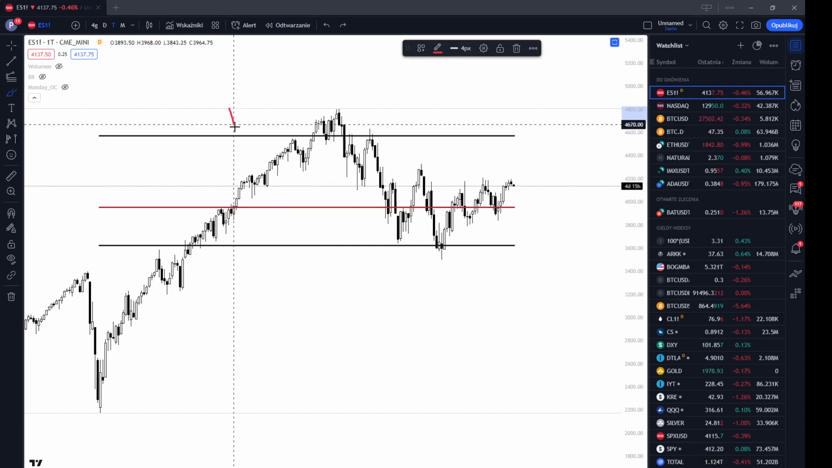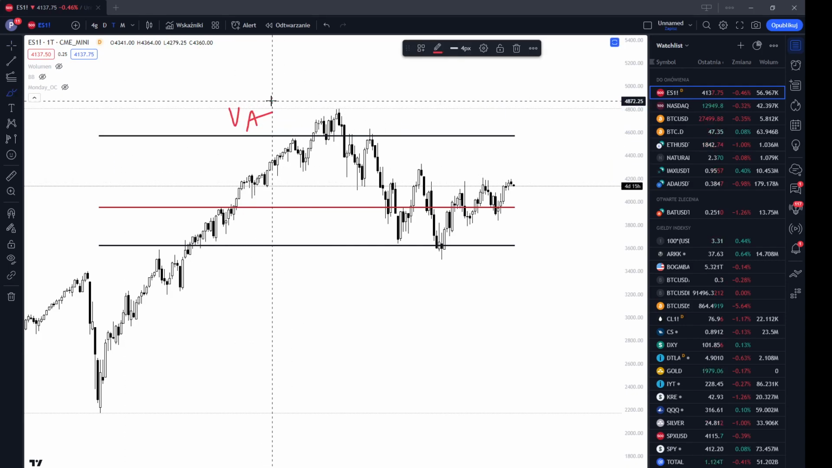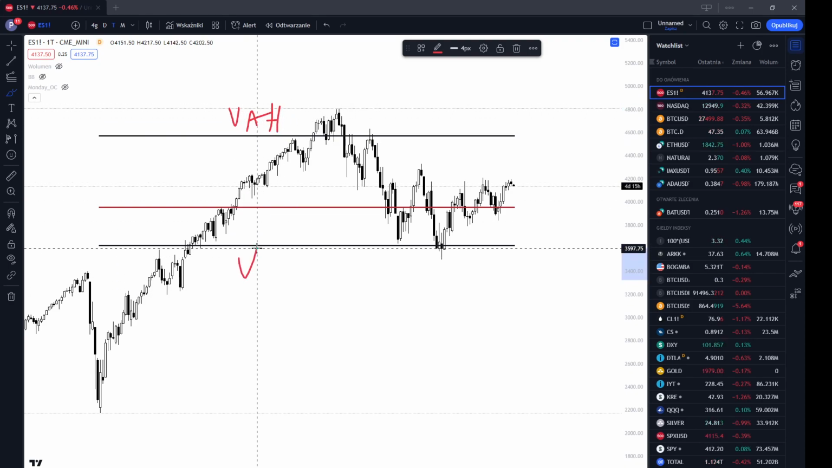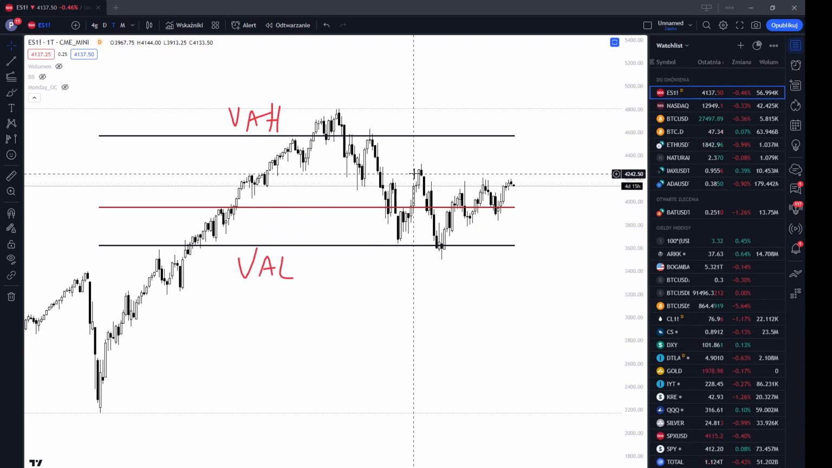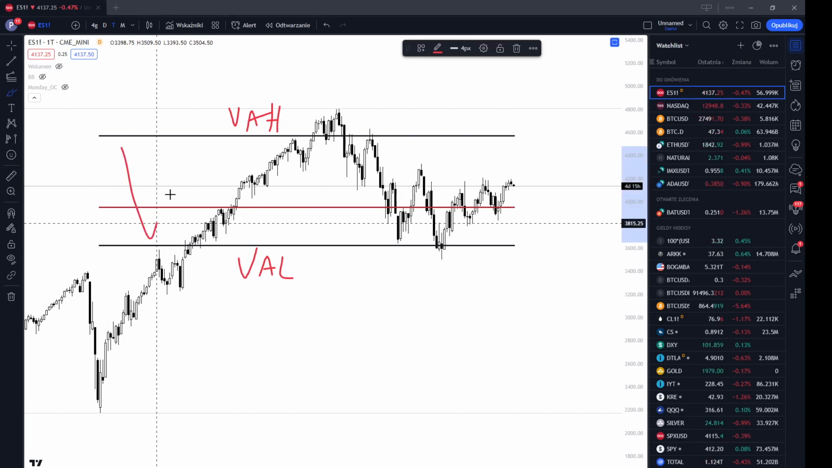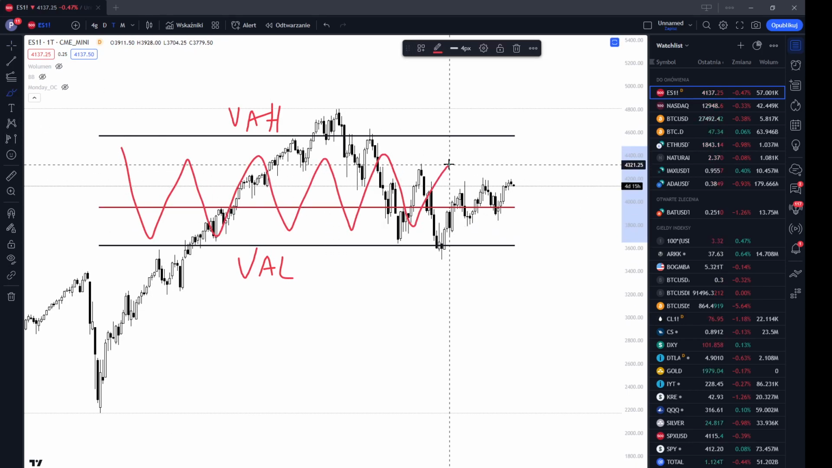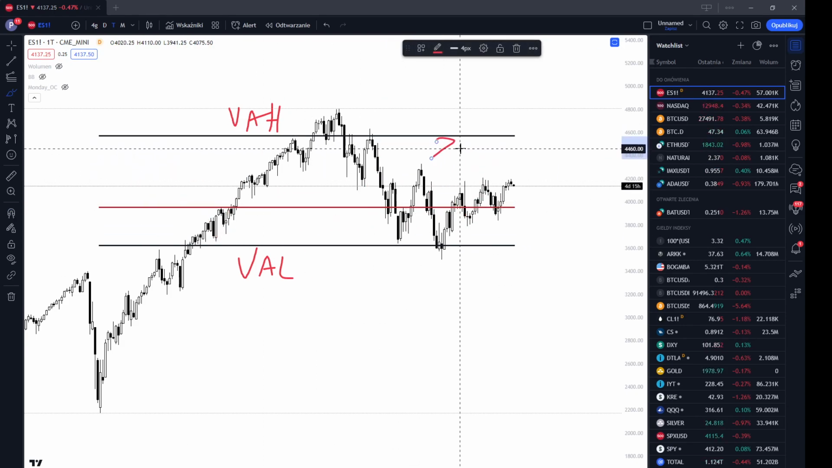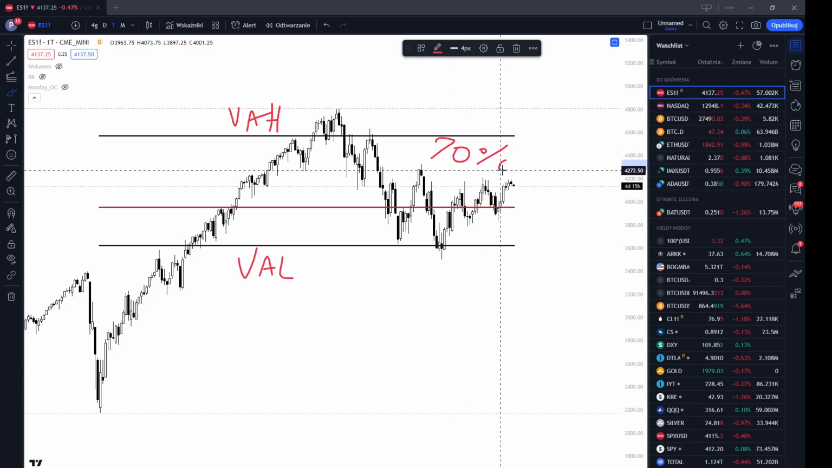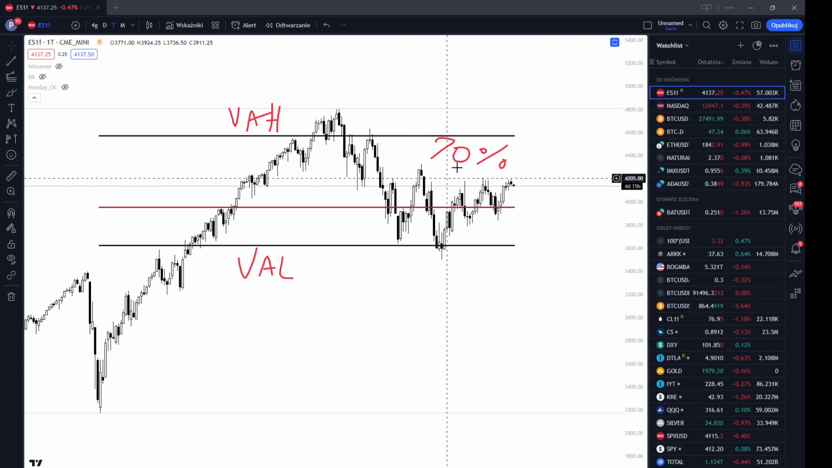And you have a value area high. It's all down to your settings in this tool, but if you don't change any settings, this is your value area high. You have value area high, value area low. So between these two horizontal lines, 70% of all transactions in the swing took place. So this place is somehow important to the traders.